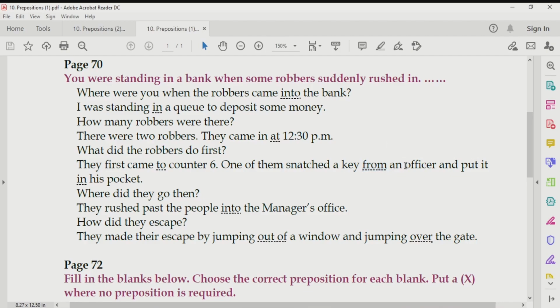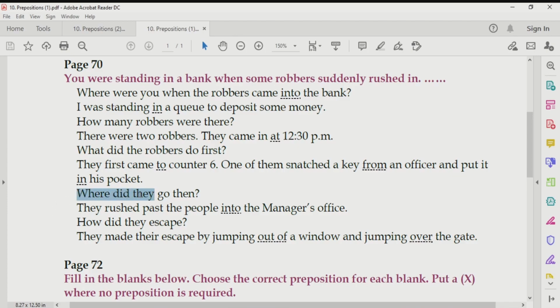That means a particular officer was having the keys and they snatched it from him and put it in his pocket. This is very easy to understand. Whenever we talk about the word pocket, you will always use a preposition in.